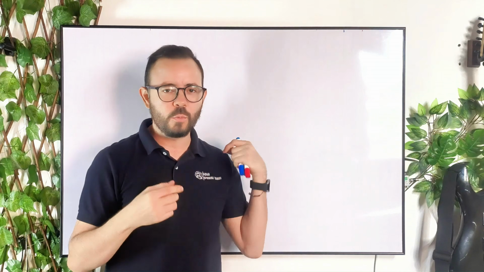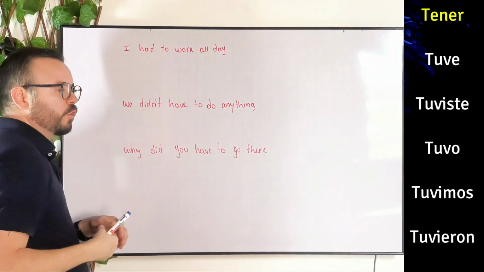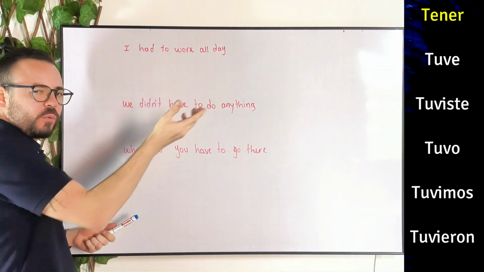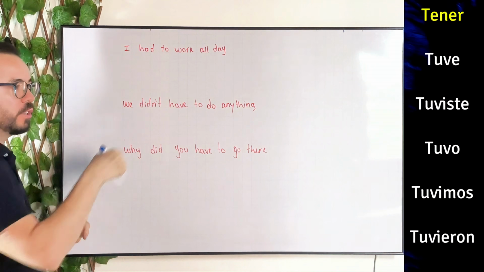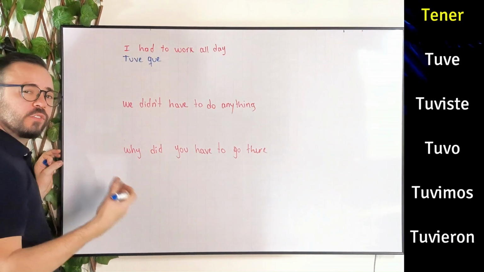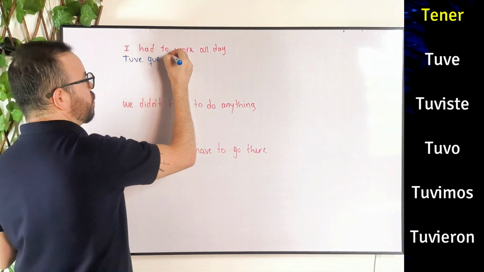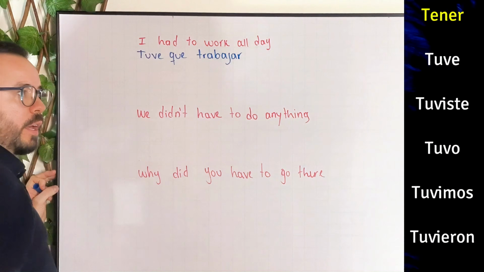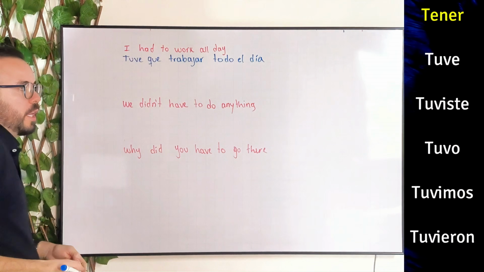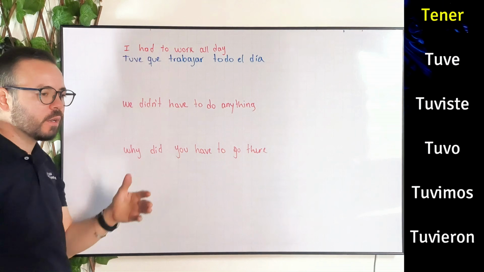Okay, let's start doing a few examples with tener and then we jump to poder, okay? So let's say I had to work all day. How do we say that? Well, positive form, super easy. How do we say I had? It's just tuve que. Now, to work is just the verb in the infinitive form, the default form. So to work will be just trabajar. And then all day is just todo el día. That's it. Super simple. So I had to work all day. It's just tuve que trabajar todo el día.